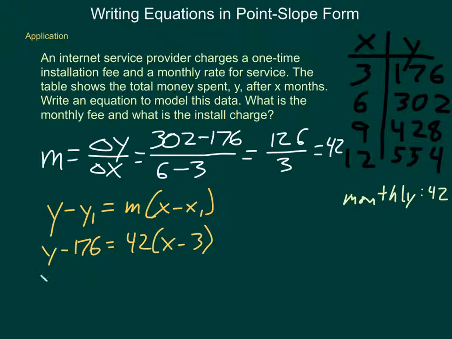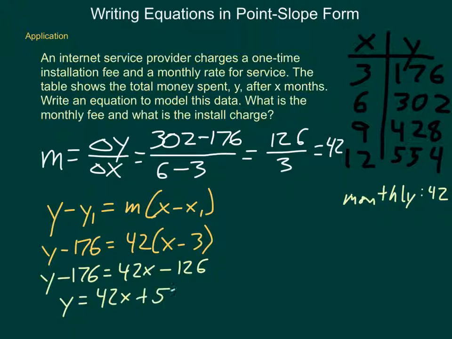So carrying this through, y minus 176 equals 42x minus 126. Solving for y, I get y equals 42x. And then if I add the 176 to both sides, I get a plus 50. That is my y-intercept. So that's going to be my set installation fee at $50. So we can use the information to help build models for real-life situations.